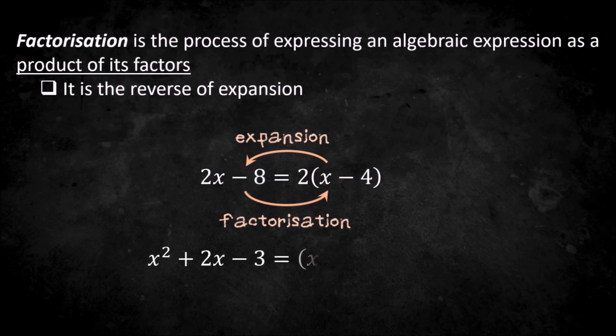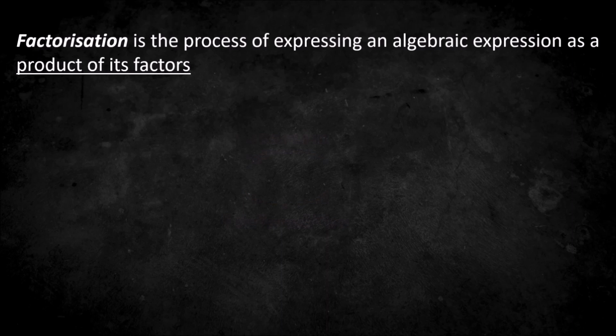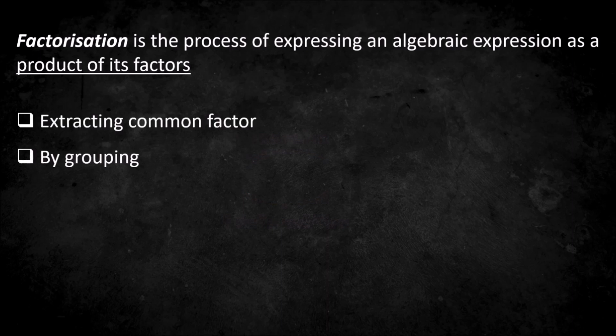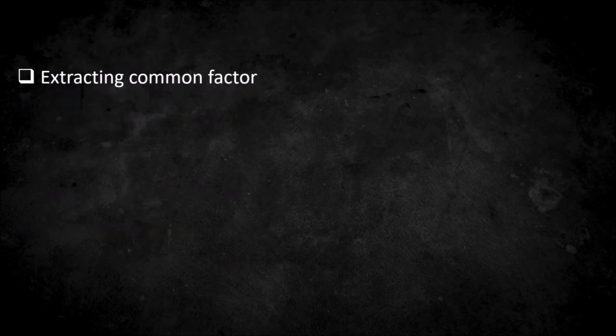We can also factorize quadratic expressions. We will look at 5 ways to carry out factorization. First, by extracting common factor. Second, by grouping. Third, using a multiplication frame. Fourth, using the cross-multiplication method. Lastly, using algebraic identities. The first approach is extracting the common factor.